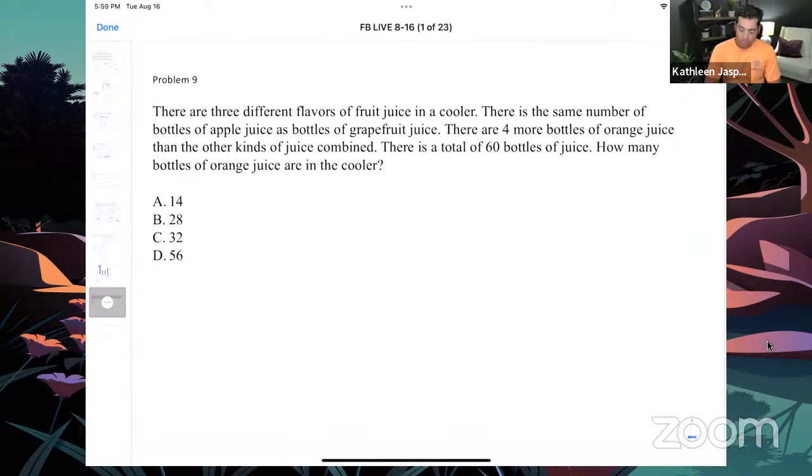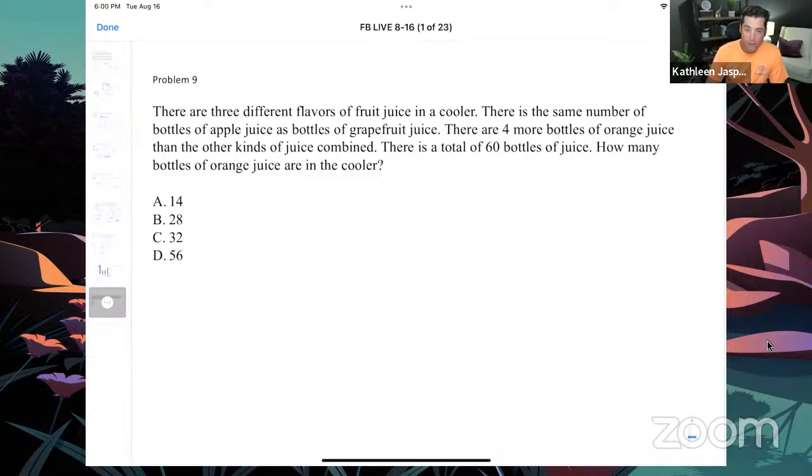This is a problem that you would see at all levels of testing. It's wordy, it's kind of confusing, and you're kind of like, huh, what are you talking about? More than double and 4 more than that. So you just gotta stay with it. So let's kind of walk through it.